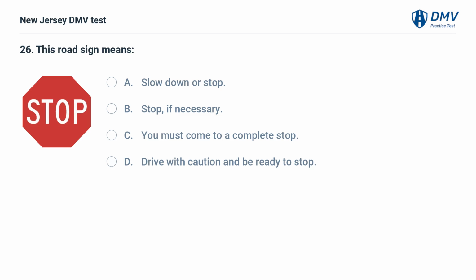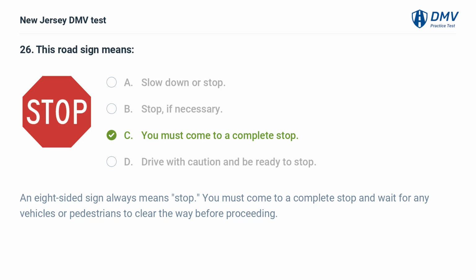This road sign means: A. Slow down or stop. B. Stop, if necessary. C. You must come to a complete stop. D. Drive with caution and be ready to stop. C. You must come to a complete stop. An 8-sided sign always means stop. You must come to a complete stop and wait for any vehicles or pedestrians to clear the way before proceeding.